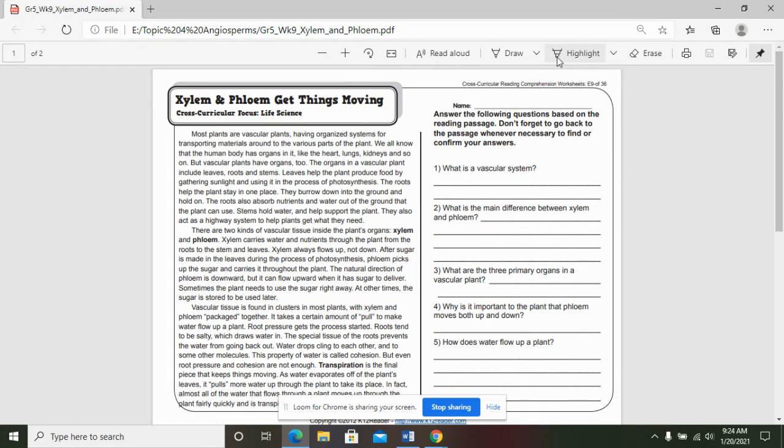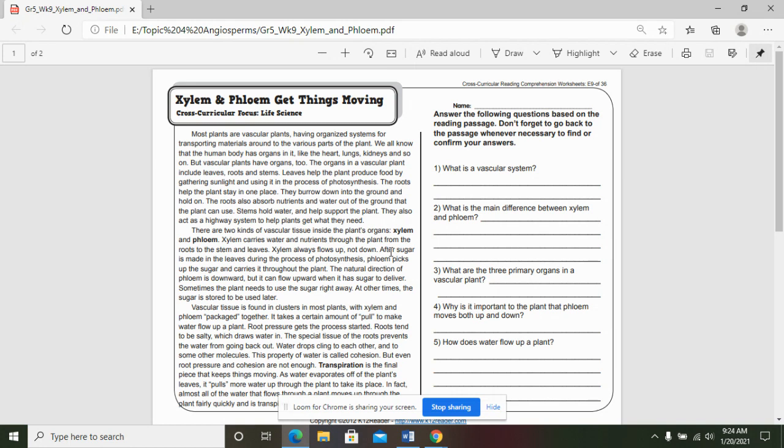So let's start off by reading through our paragraphs here. It says most plants, vascular plants, have organized systems for transporting materials around to the various parts of the plant. We all know that the human body has organs in it, like the heart, lungs, kidneys, and so on, but vascular plants have organs too. The organs in a vascular plant include leaves, roots, and stems.